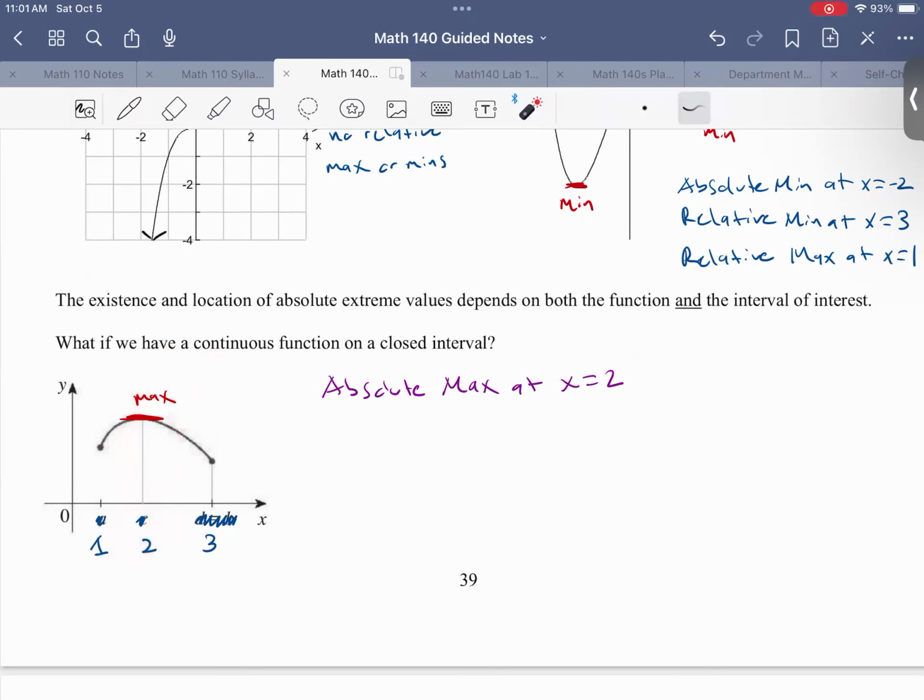But let's look at these guys here. We have this guy right here and this guy right here. It's not an obvious, kind of low minimum, but this is the smallest this graph is going to be. This is as low as it's going to go. So on this closed interval, this is kind of a different situation. This is going to be your absolute minimum.